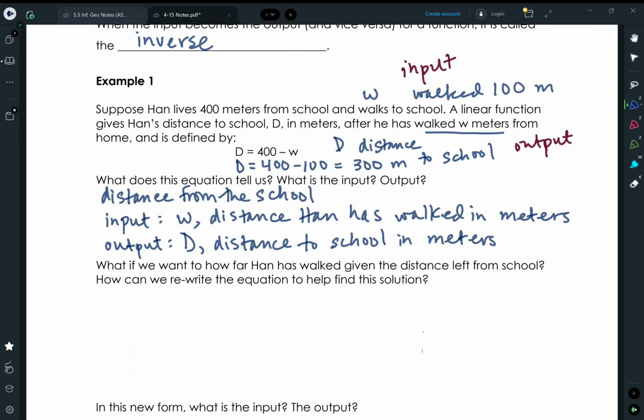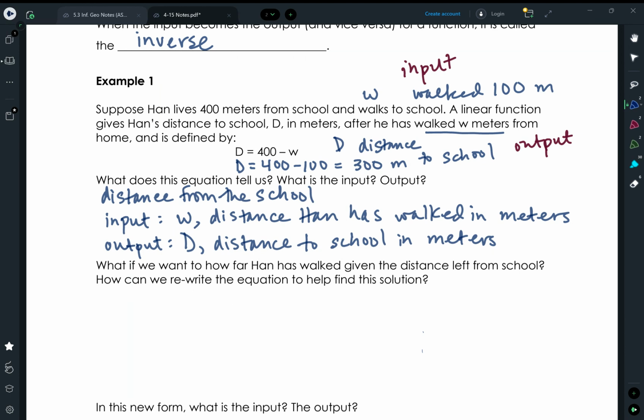So the next question is saying, what if we want to know how far he's walked given the distance left from school? So instead of starting with W, what if we start with how far Han is from the school? What if we know Han is, say, 250 meters away from the school? How could we figure out the distance that he's walked? What we're going to do is rewrite the equation.